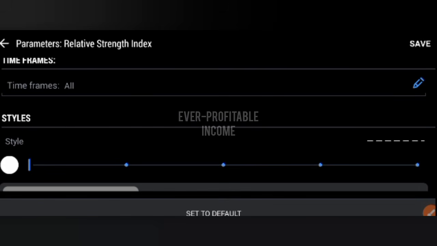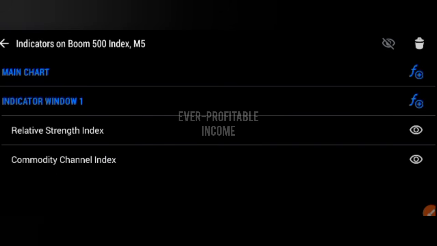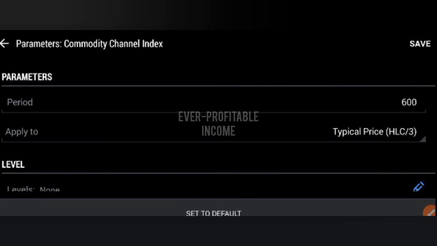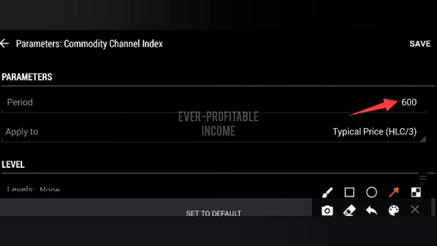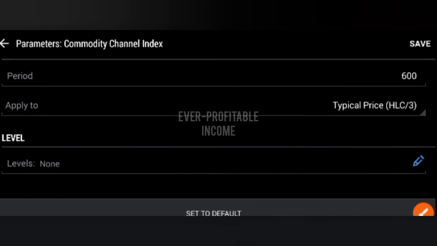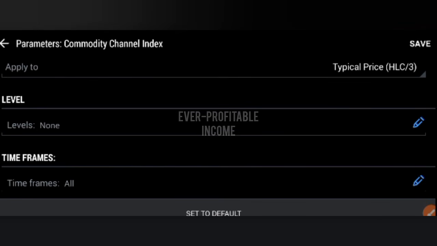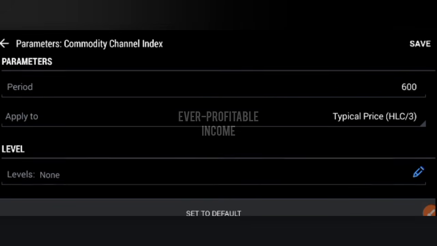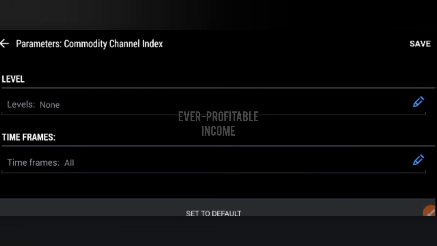So you just change the color of the style to be the same as your background, and thereafter you click on save. For the commodity channel index, the setting is period 600. Very, very important, period 600. There's nothing much to set here, just the period. So period 600, apply to typical price. Take note of that. Apply to typical price. Then the levels, there are no levels.